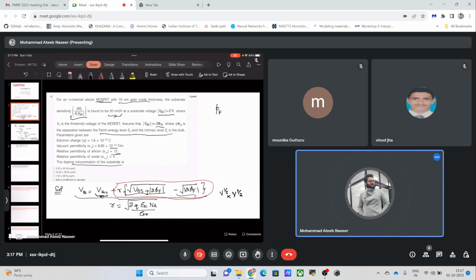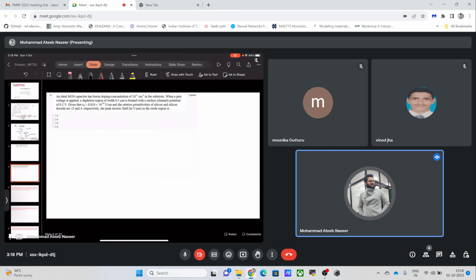Basically we got this 7.35, which is close to the 7.37, so we will be selecting this 7.37 value. Now let's move towards another problem.